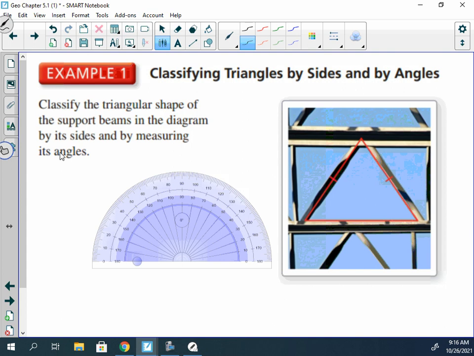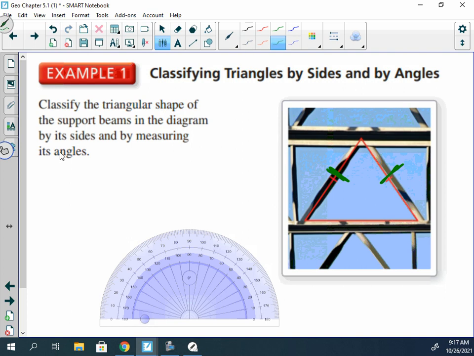In this triangle here, we want to classify it by its sides, and then we'll measure the angles. When we look at this, it's kind of hard to see, especially on the printout, but we do have a line here and here on the figure, which is telling us those two sides are congruent. So how can I name this based off the sides? It's isosceles, because isosceles has at least two congruent sides.